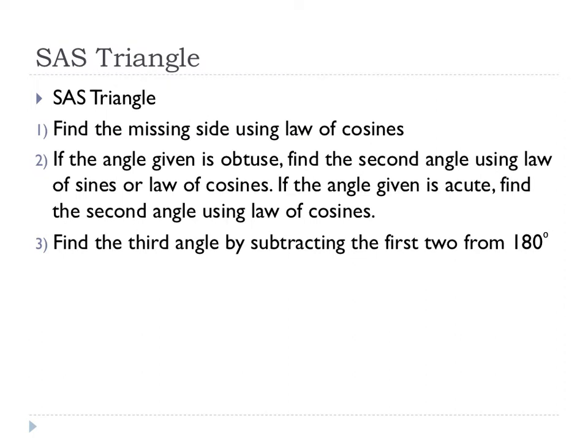All right, so the first was side, angle, side. If I'm given 2 sides and the included angle, which would be 1 of every letter, then the first thing you're going to do is find the missing side using law of cosines. So whichever lowercase letter is missing, that's what you're going to find first.